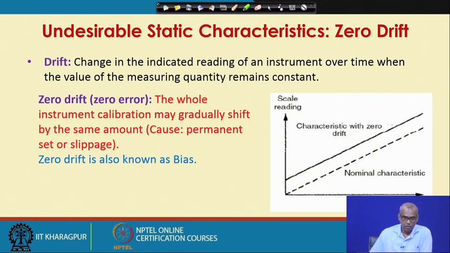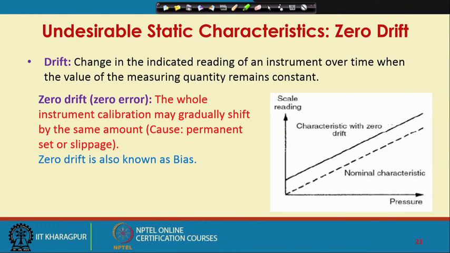Zero drift or zero error is as follows. The whole instrument calibration may gradually shift by the same amount. This is caused by permanent set or slippage. Zero drift is also known as bias. Let us say this is the nominal characteristic, that means this is the calibration curve when the instrument did not have any zero error. Now, you see that the current calibration, let us say, is parallel to this, but there is this zero error.